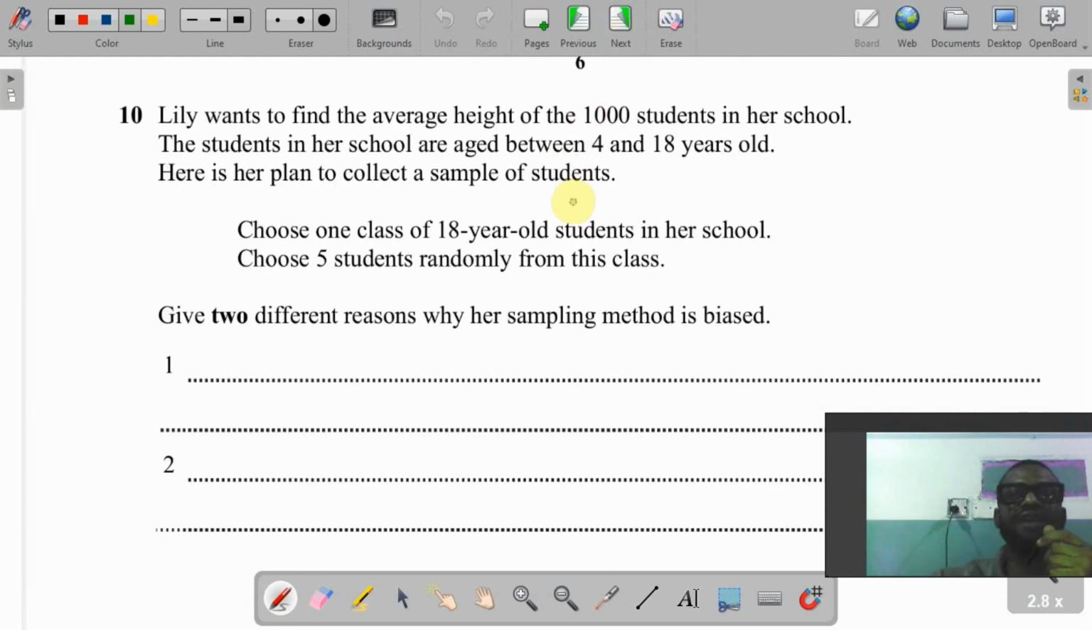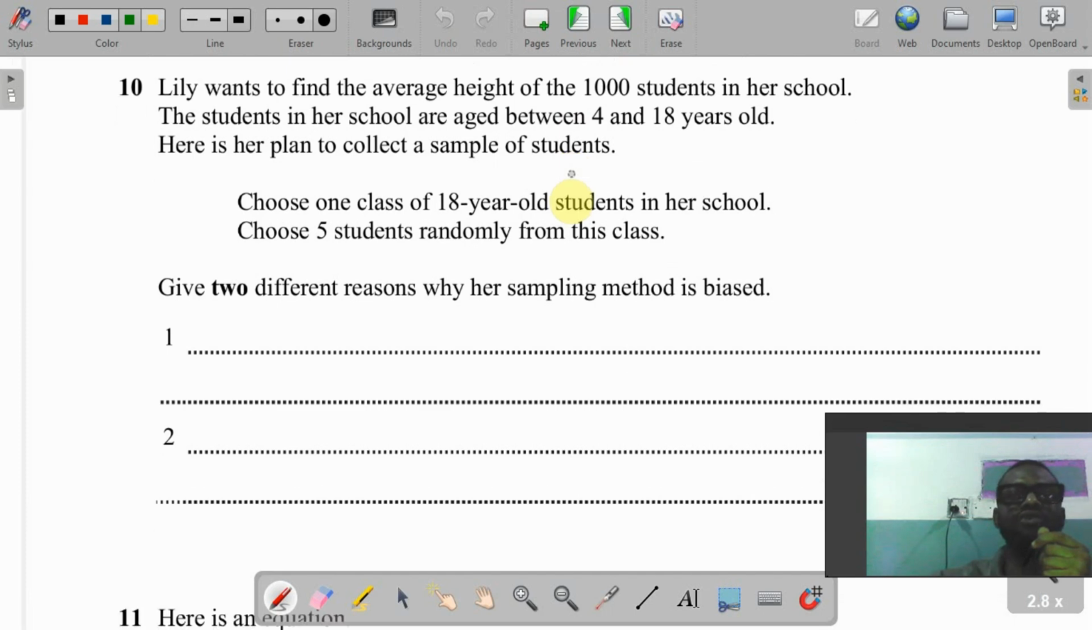Lily wants to find the average height of the 1000 students in her school. The students in her school are aged between 4 and 18 years old. Here is her plan to collect a sample of students. Choose one class of 18-year-old students in her school. Choose 5 students randomly from this class. Give 2 different reasons why her sampling method is biased.